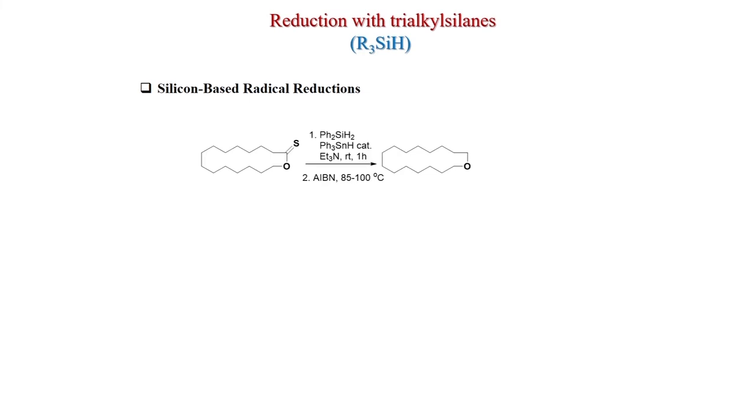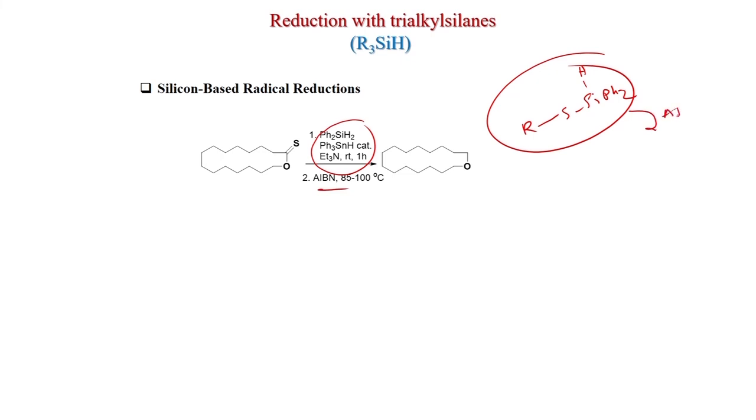Silicon based radical reactions: if you have a thioester like this, C double bond S, with this system, diphenyl silane, you get SiHPh2. So, you get this intermediate, after that with AIBN you get this cleavage of the C-S bond, at 85 to 100 degrees centigrade, and you get this ether.